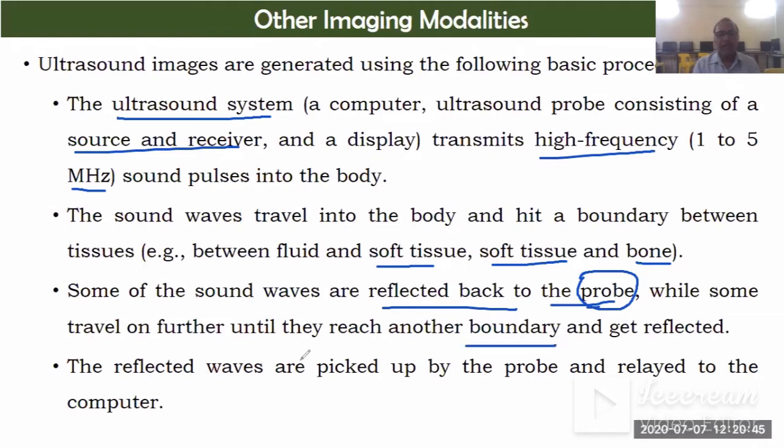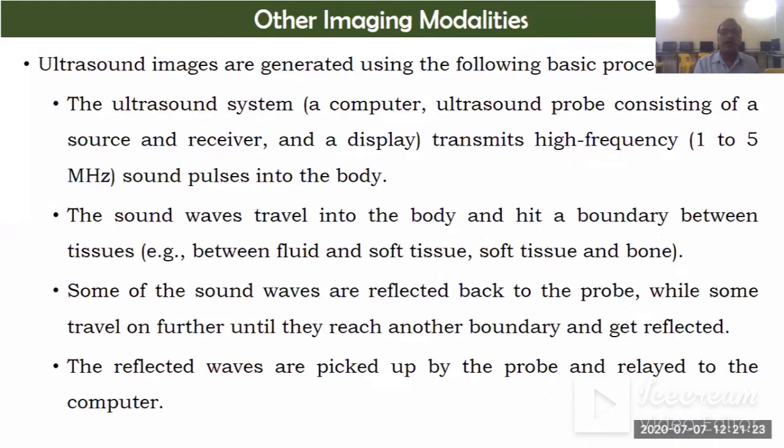The reflected waves are picked up by the probe, and based on those reflected waves, the computer can generate the image. So this is the technique. The probe transmits the signal, then that signal passes into the human body, which can pass through soft tissue or bone, whatever it may be. Some signals pass on, some signals return back, and based on the return signal, the probe passes that signal to the computer system, and the computer can generate the image. So this is how an ultrasonic sound system works.